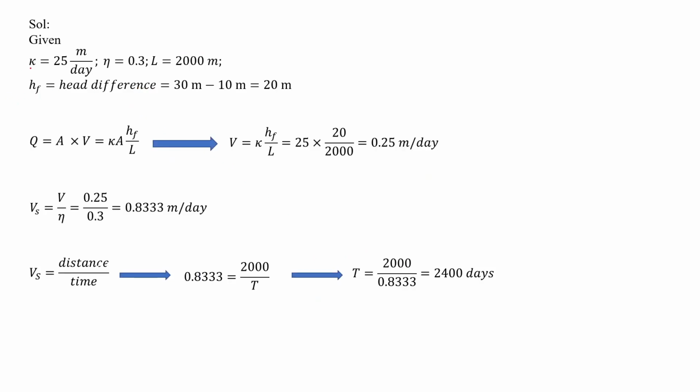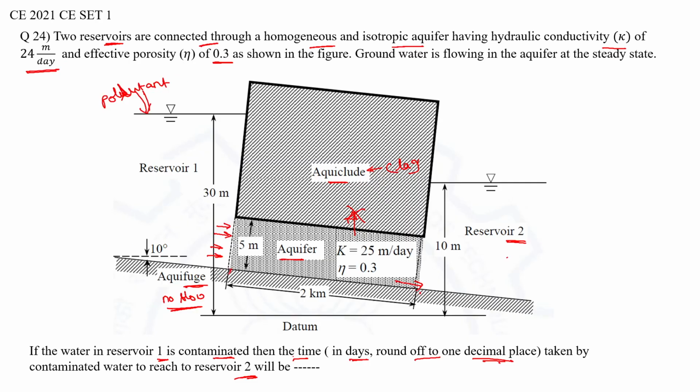What is the given data? Hydraulic conductivity is given as 25 meter per day, porosity is 0.3, and the length: here is reservoir 1, and here is reservoir 2, and it is 2 kilometers. If you clearly observe, there is a 10 degree angle. One may make a mistake here: rather than taking this direct flow direction length, one may take this length. This is 2 kilometers where the flow is happening, and this is like 10 degrees.